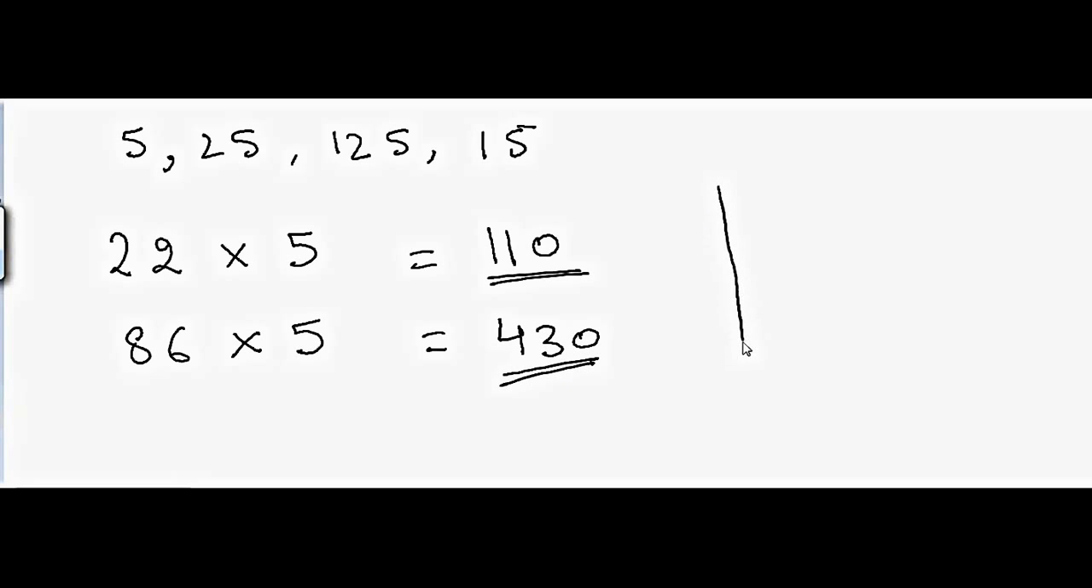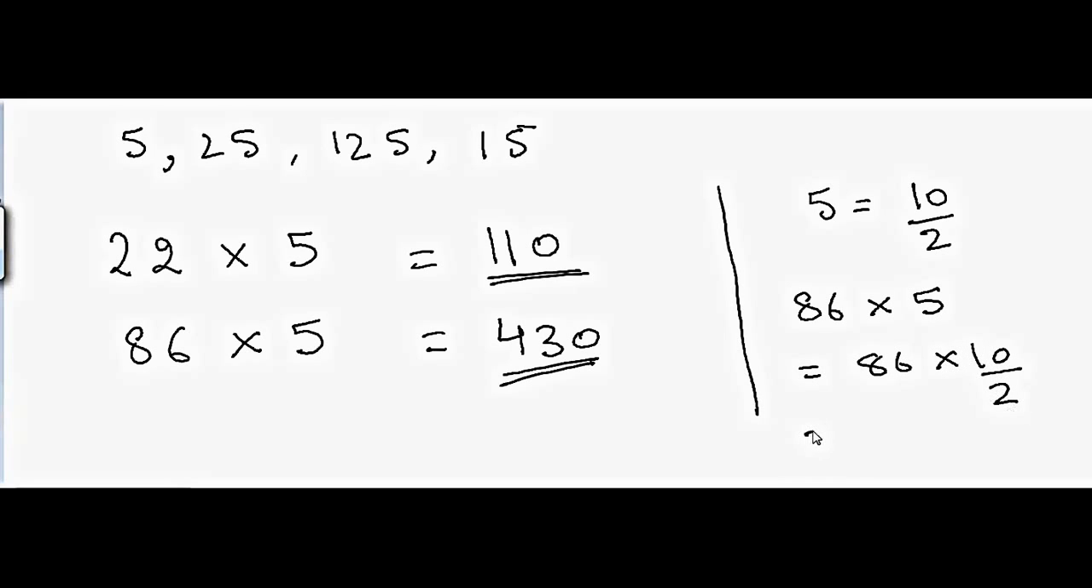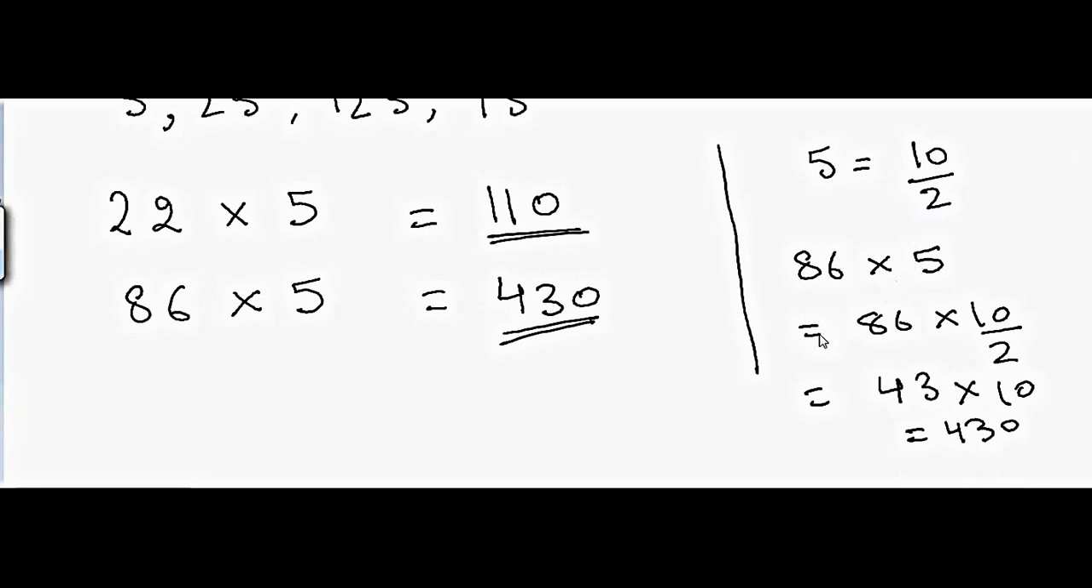So this is the concept. The concept is very easy. 5 is equal to 10 divided by 2. So in a way, if I multiply 86 by 5, that is equal to 86 into 10 divided by 2. So that will be equal to 43 into 10, which is equal to 430. As you can see, this is nothing new, and most people already know this, but we don't remember these concepts when we are doing calculations in the exam or in the market. So it's very handy if you remember this kind of concept.